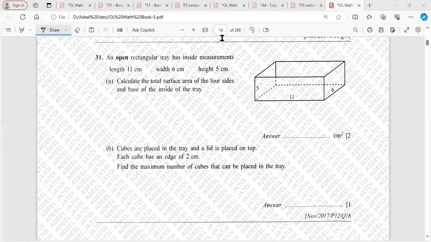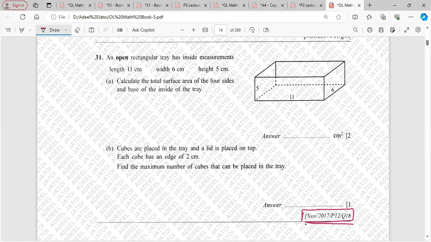This question is from November 2017, Paper 1-2, question number 18. What does this question say? You need to understand this. An open rectangle tray has inside measurement 11, 6, and 5. Calculate the total surface area of the four sides and the base of the tray.